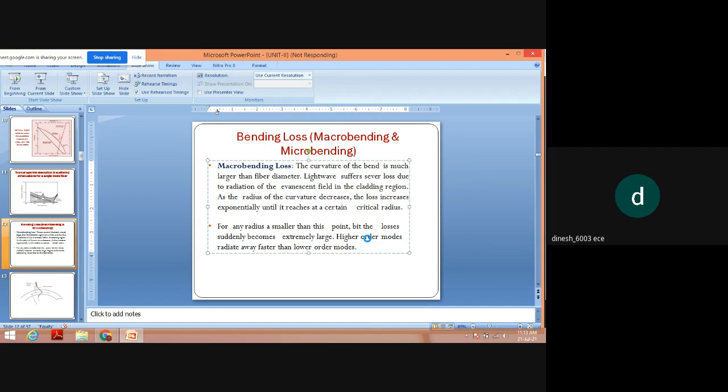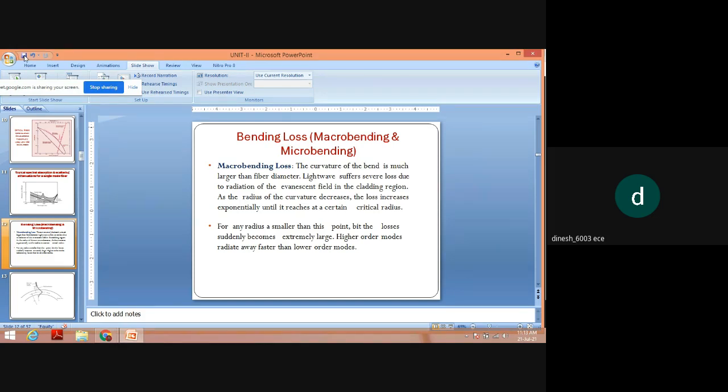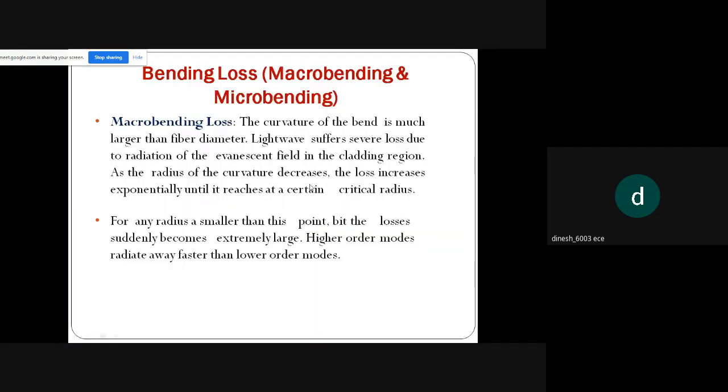The optical field which is propagating along that core will experience more losses due to this bending. If the radius of curvature decreases, the loss increases exponentially until it reaches a certain critical radius. So the bending can be allowed only to a certain level, not more than that.